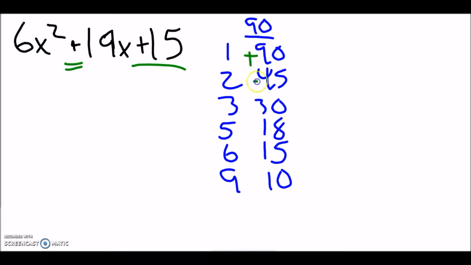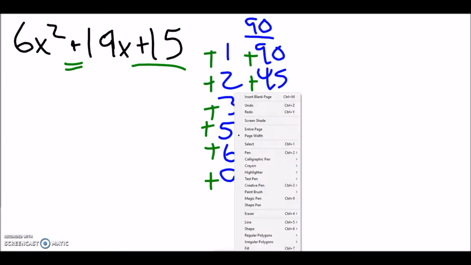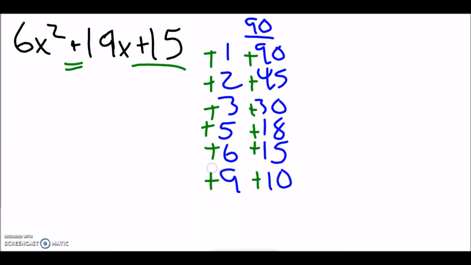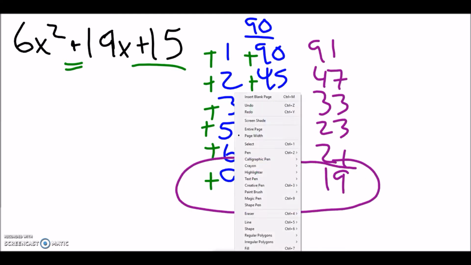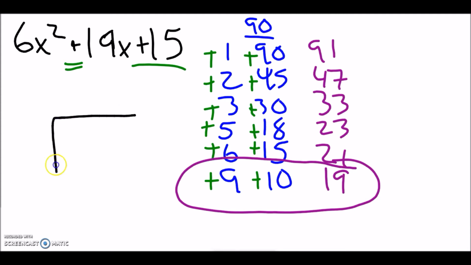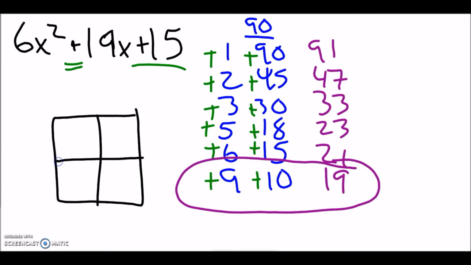This tells me my right column is plus. And you don't have to write the pluses, but I'm just doing it to emphasize. And since they're the same, they're both plus. Let's add some rows. 91, 47, 33, 23, 21, 19. There we go. Let's make our window. 6x squared, 15, fill in. I'll put the 9x here. I'll put the 10x there.